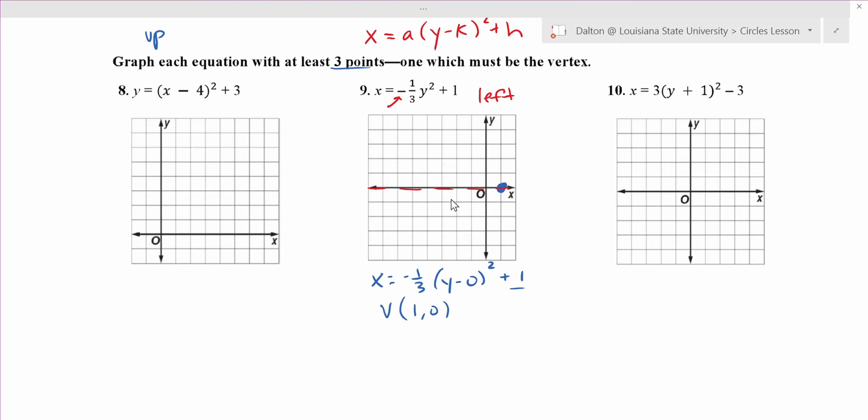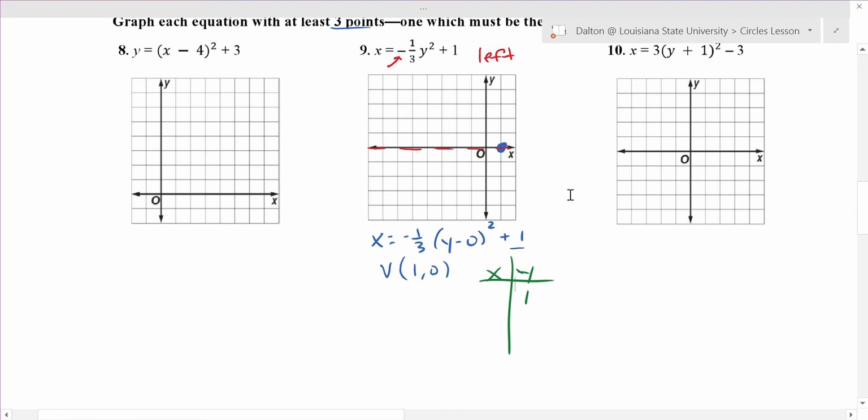So here's the deal. I could plug in 1, right? If I plug in a y value of 1, notice my table is going to be a little bit backwards. If I plug in the y value of 1, that's going to be 1 squared, which is 1, times negative 1/3 is negative 1/3, plus 1 ends up being 2/3. So you could graph the point (2/3, 1). And then that other point would end up being (2/3, negative 1), because it's going to be symmetric over that axis of symmetry.